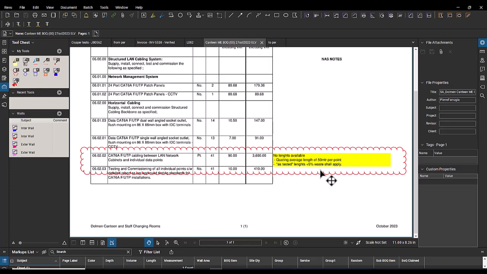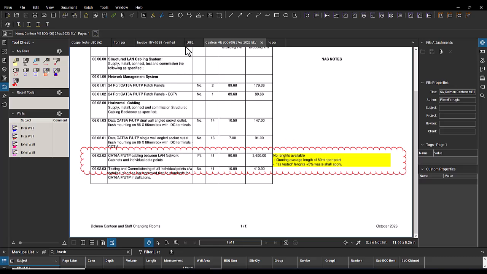So how will you understand this? For me, what I understand is the rate of 90 euro is the rate per point, which is assumed to be an average of 50 meter, which already includes the tested length and the 5% waste. So this is the quotation.